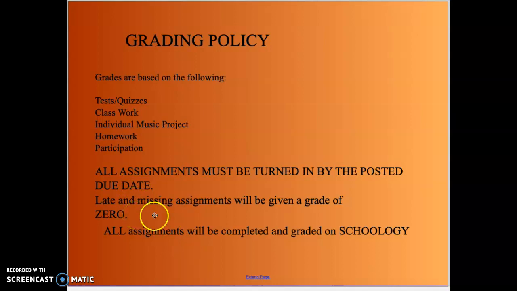Late and missing assignments will be given a grade of 0. If there is an extenuating circumstance, such as you've been out sick and you were unable to complete it, you can contact me privately, and I will see if I can make an exception. But generally, all assignments must be turned in by the posted due date, no exceptions. All assignments will be completed and graded on Schoology.